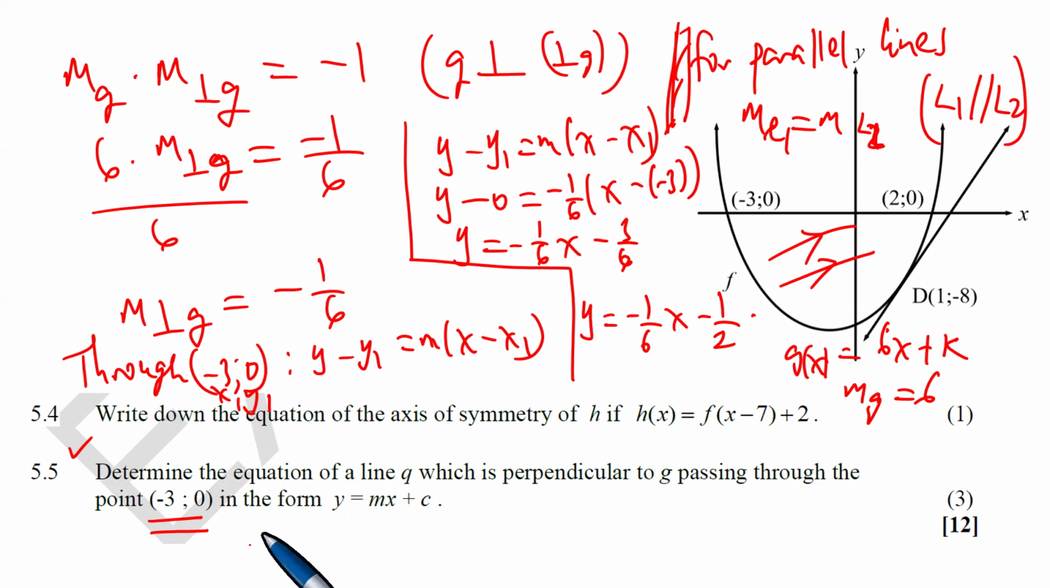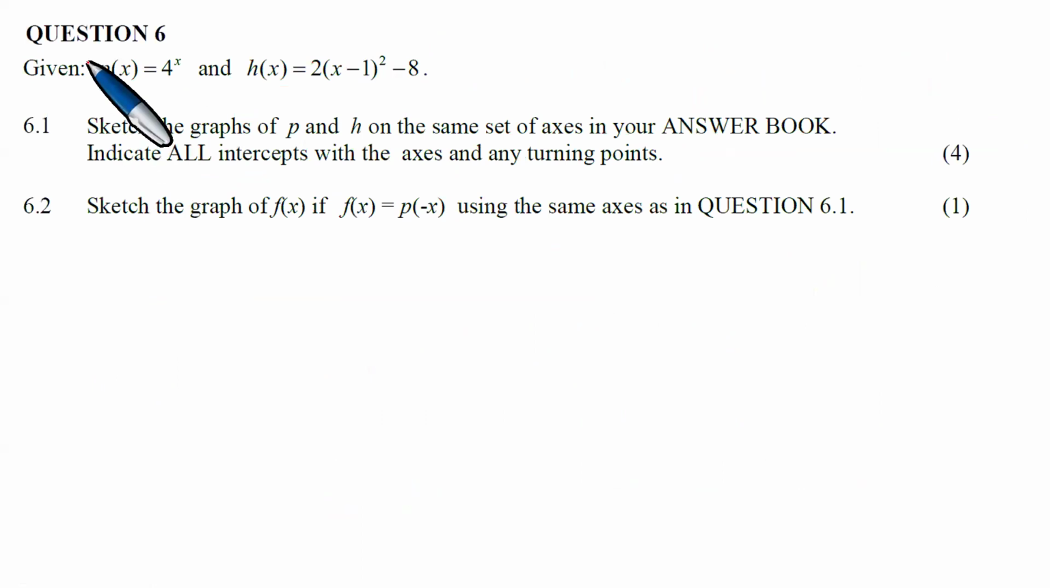We continue to look at another graph question. Question 6 is on graphs, and the examiner decided to bring in 2022 for the grade 11 learners this particular function, which is an exponential function, but also they've given this particular function, which is the parabola, or what is also called the quadratic function. Sketch the graphs of P and H on the same set of axes in your answer book. Indicate all intercepts with the axes and any turning points.